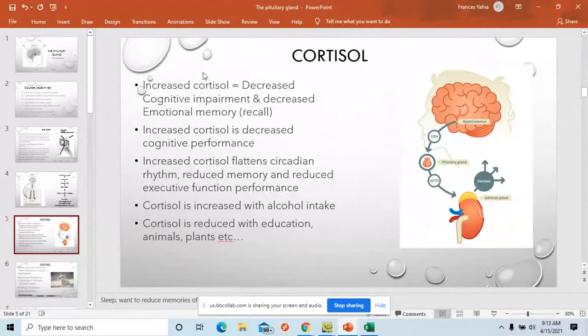When cortisol is increased in the fight-flight response, we actually have a decrease in cognitive performance, okay? And a decrease in emotional memory. We can't recall things. We can't think clearly. Increased cortisol is decreased cognitive performance. This is not a moment that we're thinking logically or rationally. We're actually thinking from an emotional standpoint.